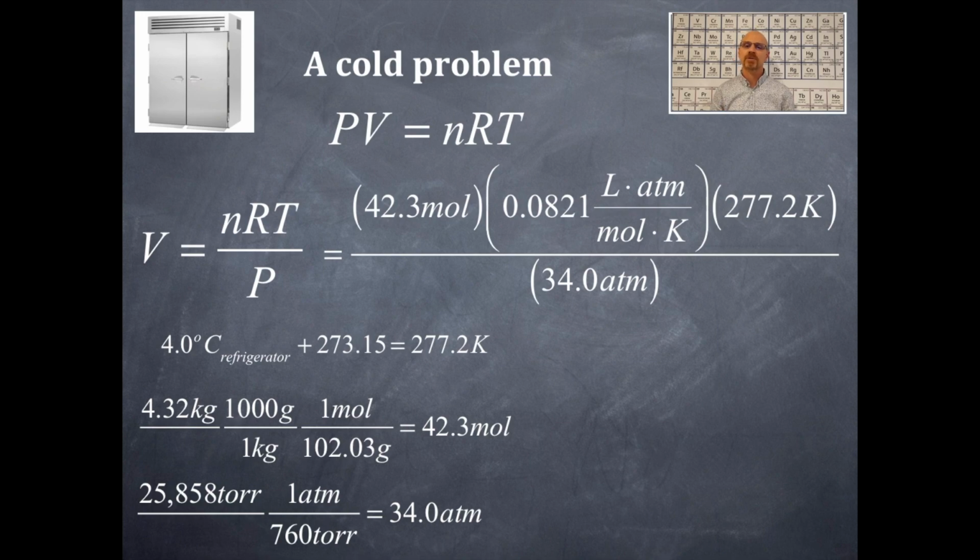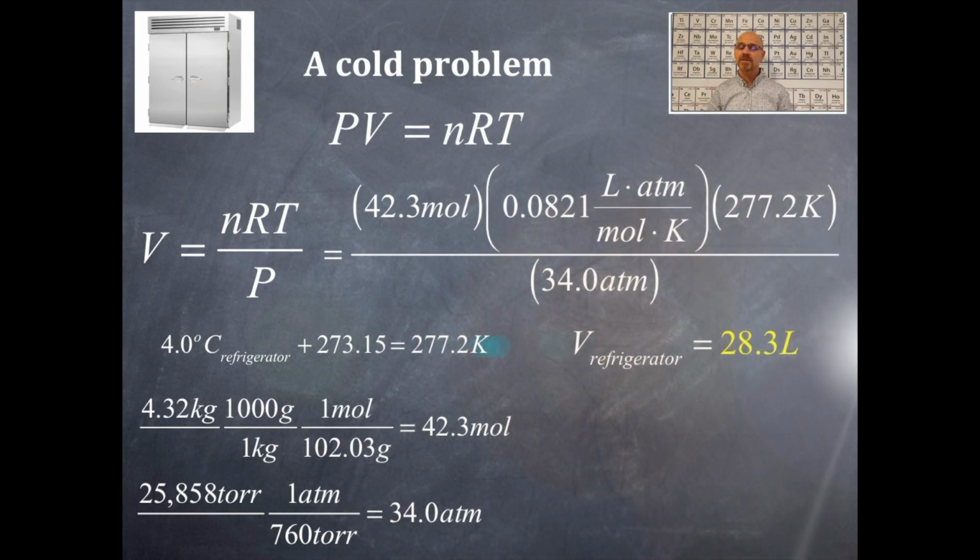I got 42.3 moles times the gas constant, 0.0821 liters atmospheres per mole Kelvin, times the temperature, 277.2, divided by the 34.0 atmospheres. And that is going to give me a volume of that refrigerant, of that air being expelled into the refrigerator, of 28.3 liters.